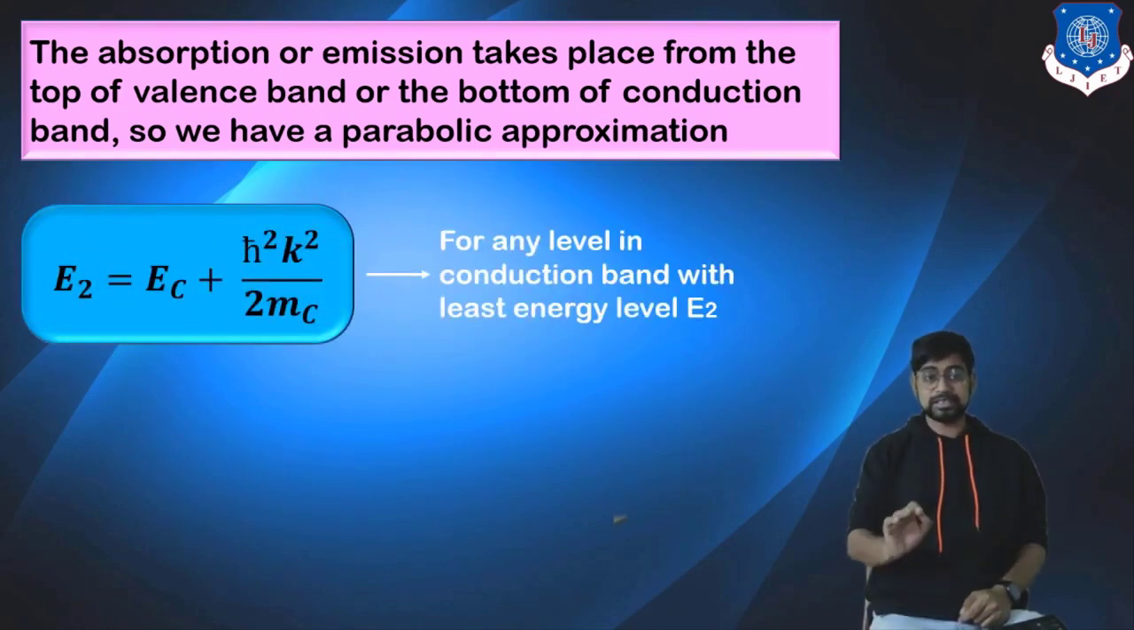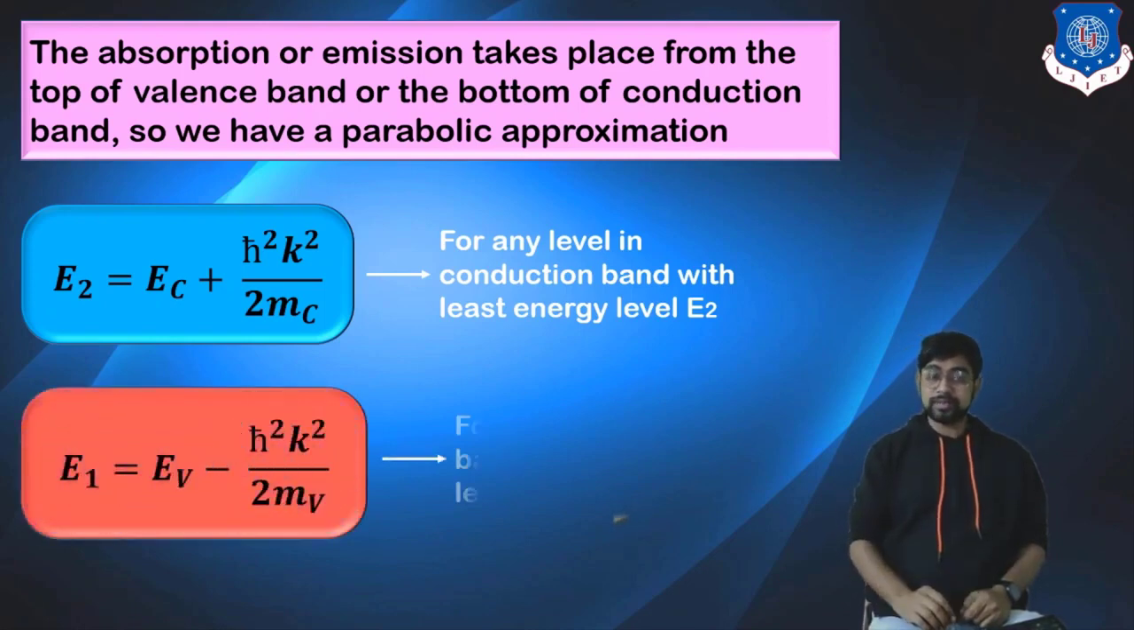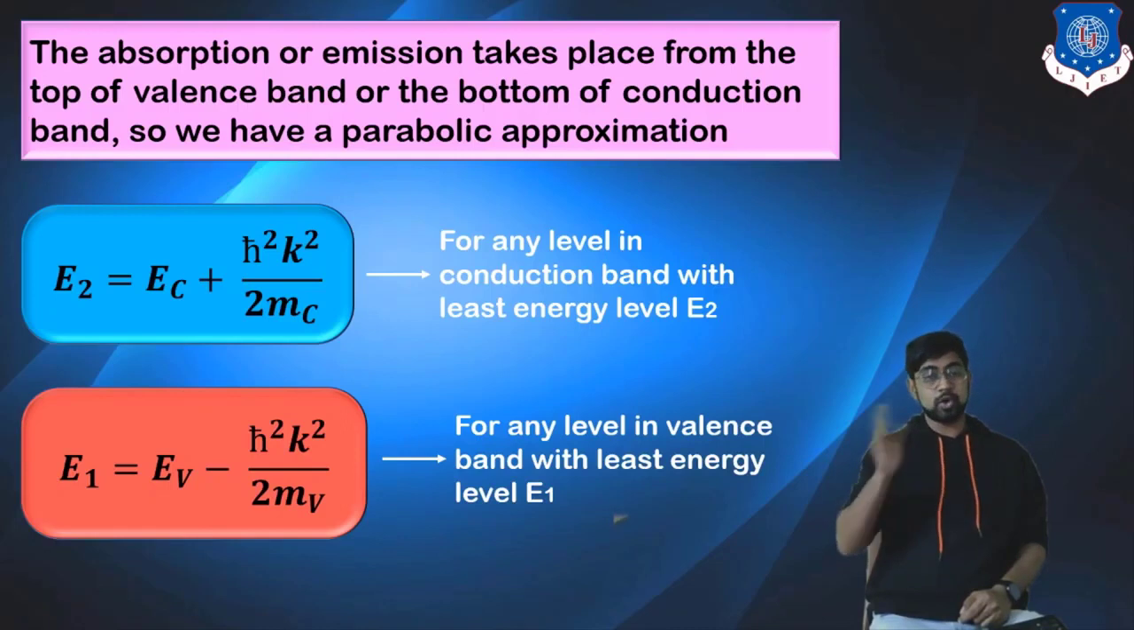E2 is equal to EC plus h cap square k square upon 2mc. Why are we taking EC here? Because anything in the conduction band would be compared with the tip of the bottom, that is EC. Now when we are taking it with respect to E1, it would always be the valence band, and that's why we are taking it in context of EV, that is our lower band, the lower energy level E1. So these are the assumptions.